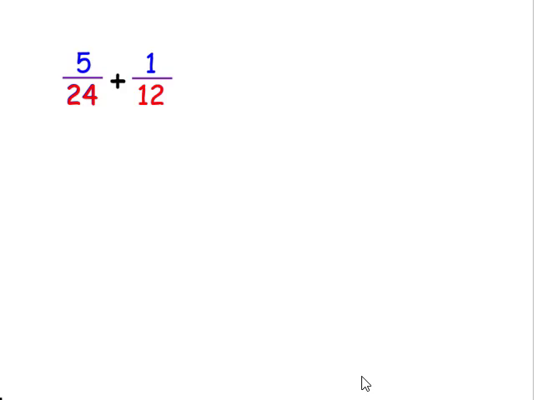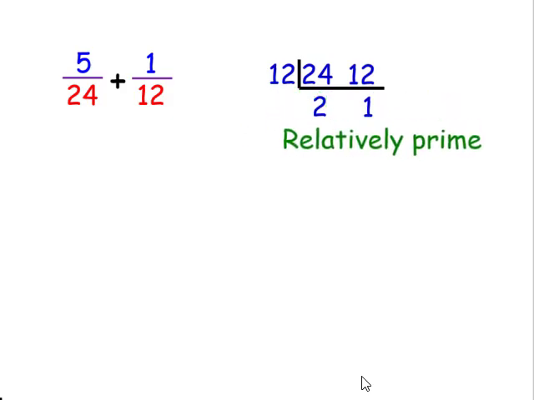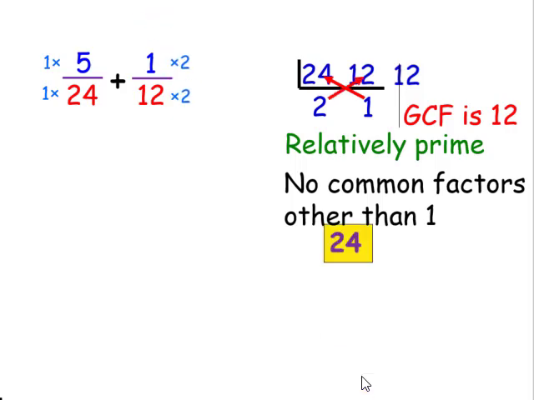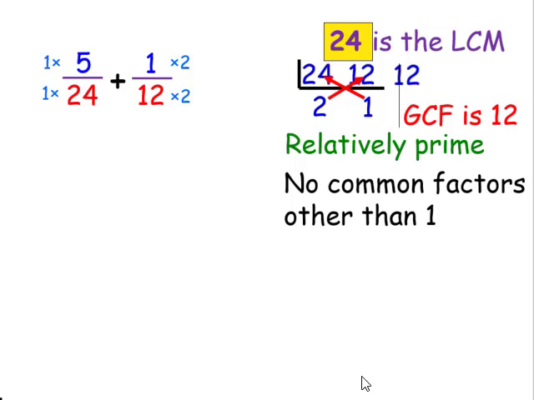We need to find a common denominator. What number can go into 24 and 12 evenly? Well, that would be 12. 24 divided by 12 is 2. 12 divided by 12 is 1. 2 and 1 are indeed relatively prime. So therefore, the fraction that has a denominator of 24 will be multiplied by 1, and the fraction that has a denominator of 12 will be multiplied top and bottom by 2. This gives us an LCD of 24.